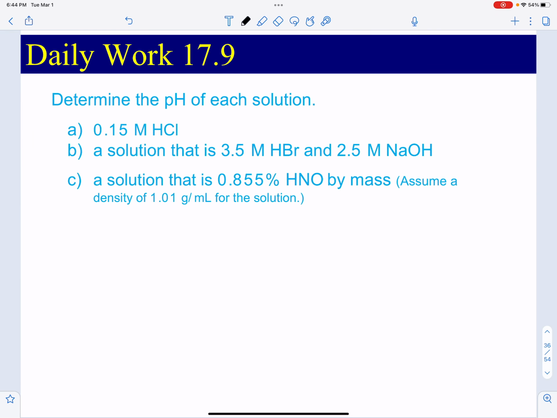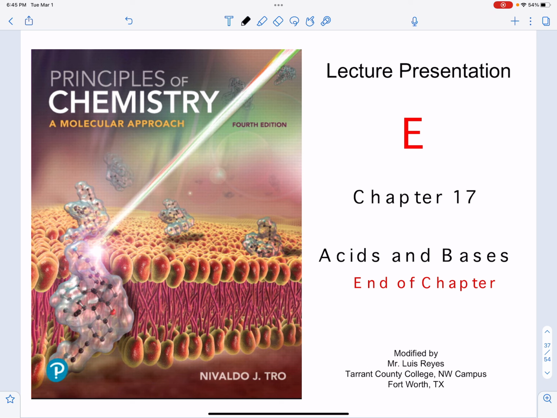So with that said, here's a daily work that you can do with 3 different situations. One of them including what we just did, percent by mass. And that brings us to the end of this section.